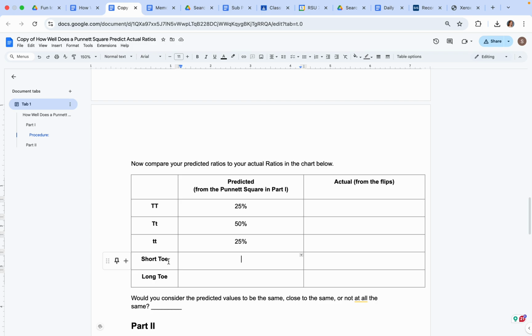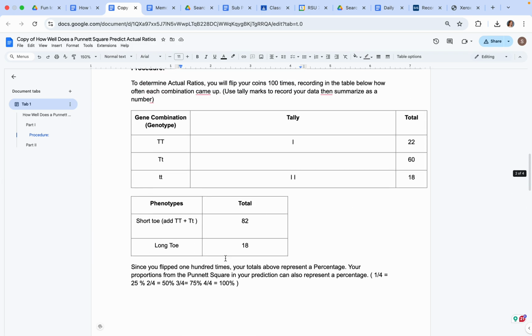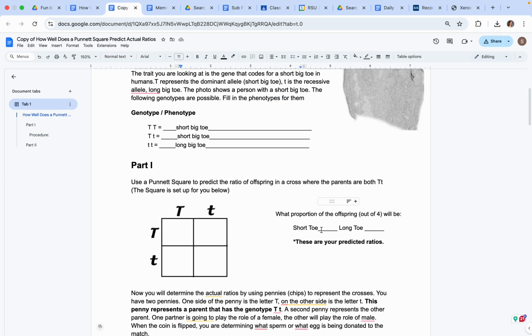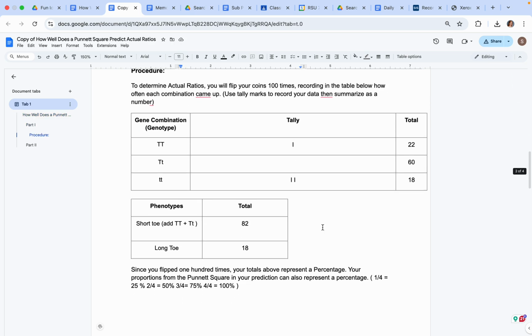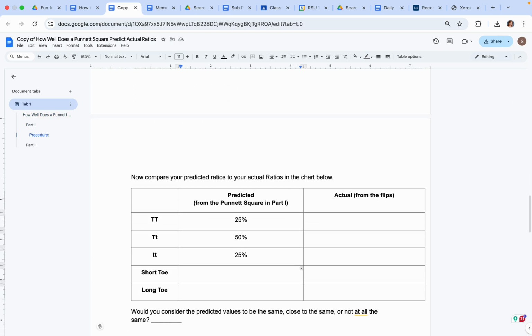My predicted for short versus long toe, remember I said 3 out of the 4 were short. Over here we wrote 3. 3 out of 4 is 75, so I'm going to write 75%. And 1/4 is still 25%. You could also get this 75% by just adding big T to big T, little t, right? That would make 75%. So, all right, now our actual flips.